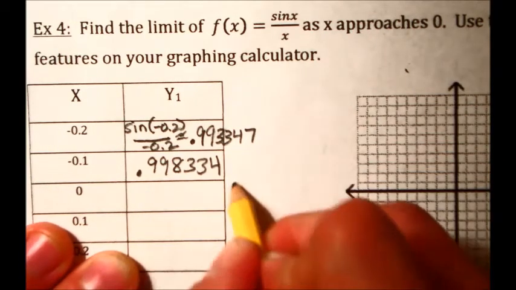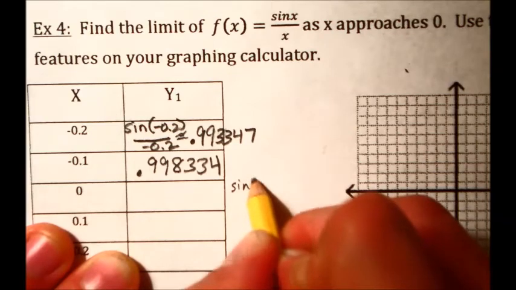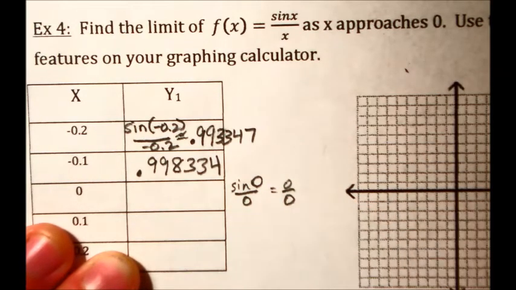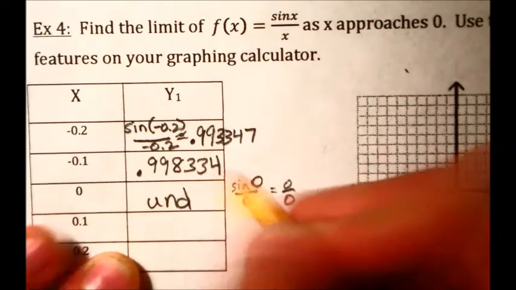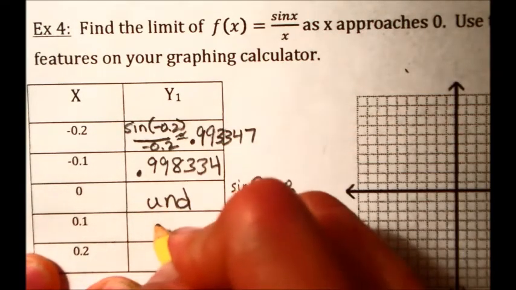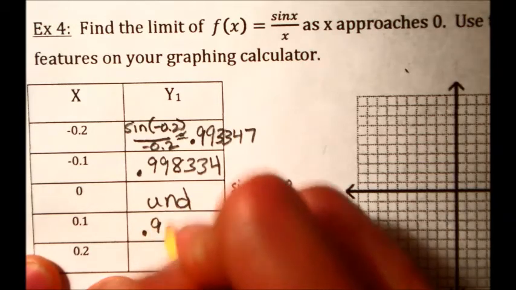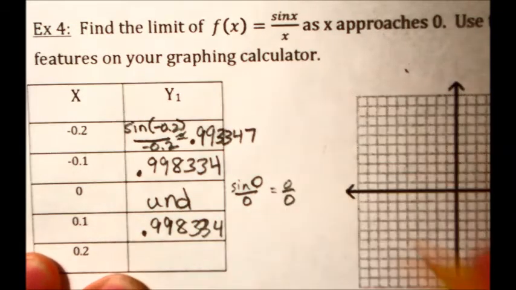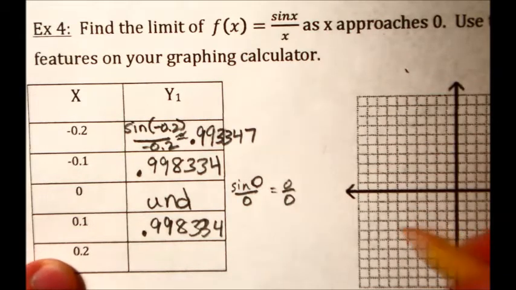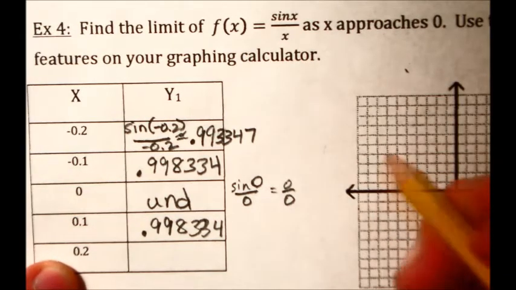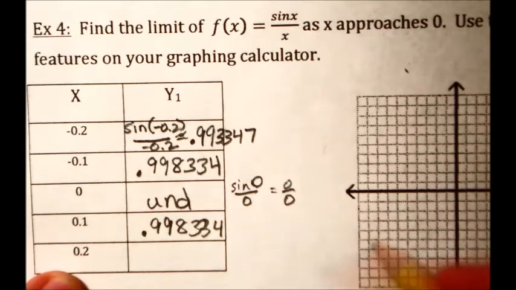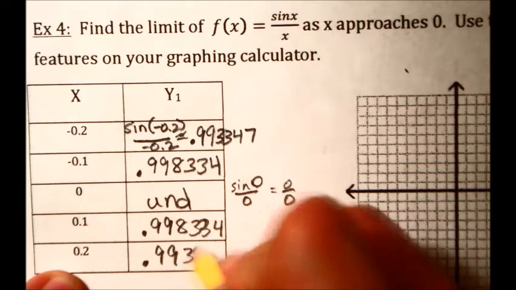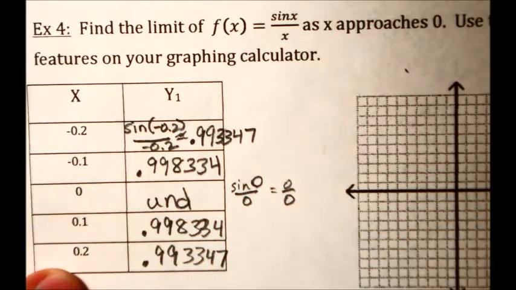I had trouble with this one. It's sine 0 over 0, both of which are 0, but again, we said that that's undefined. If you plug in 0.1, you get 0.998334. Notice the symmetry on that. The same thing we had for negative 0.1. It's interesting. And then we have 0.2. And for 0.2, I got 0.993347, as you might have guessed. First and last values in this table are equal.